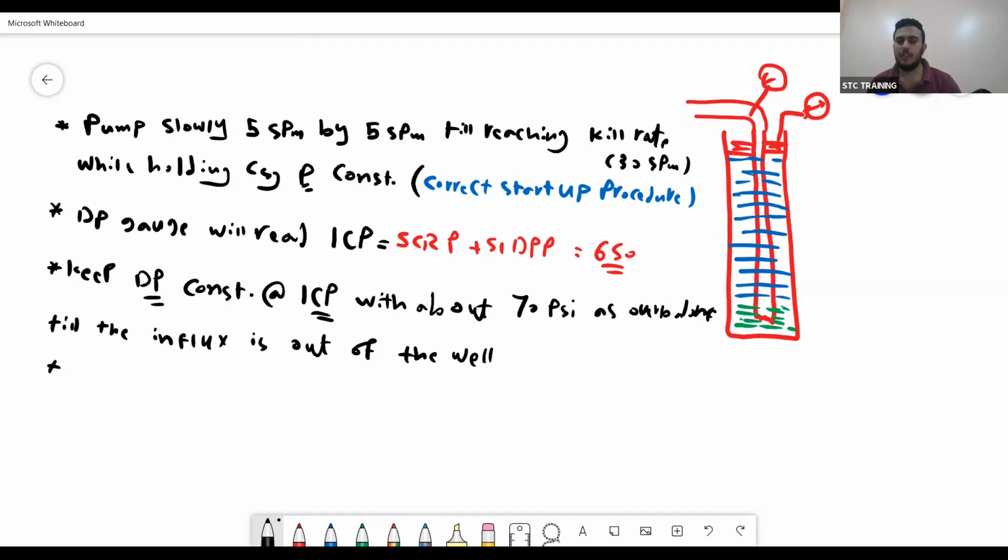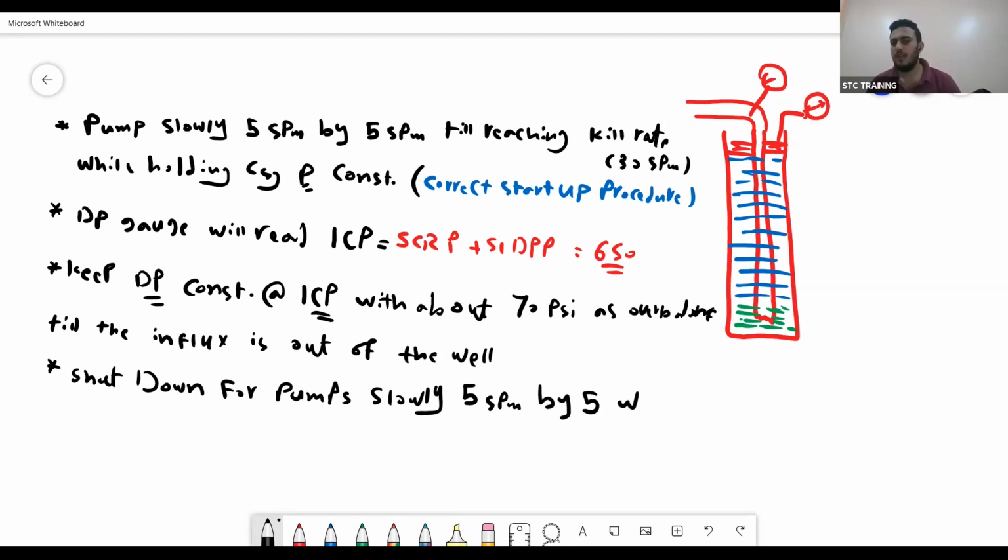Okay, now shut down the pumps slowly, 5 SPM by 5, while closing the choke completely. And the last step with us is to check for pressure.